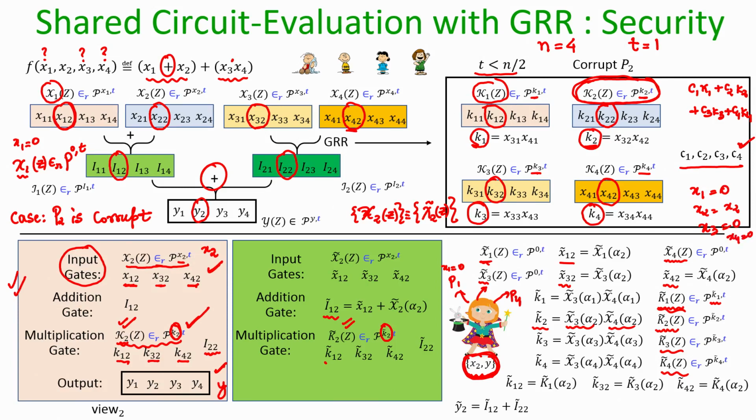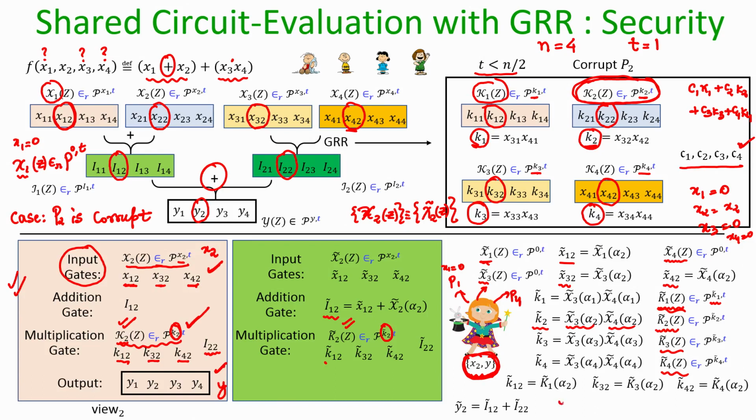But the real execution may not have happened with x1 = 0, x3 = 0, x4 = 0. That means the y, which was the real function output, could be a function output where the inputs might be non-zero. But till now the simulator has run the entire shared circuit evaluation assuming that the inputs of the other honest parties are 0.